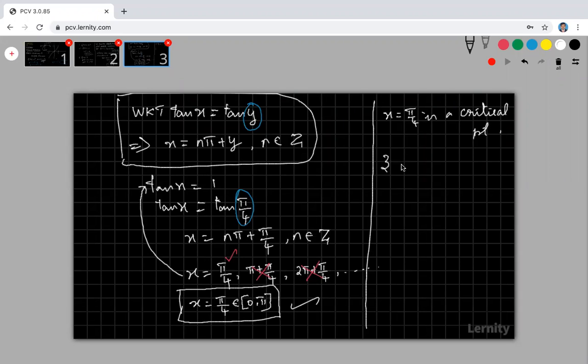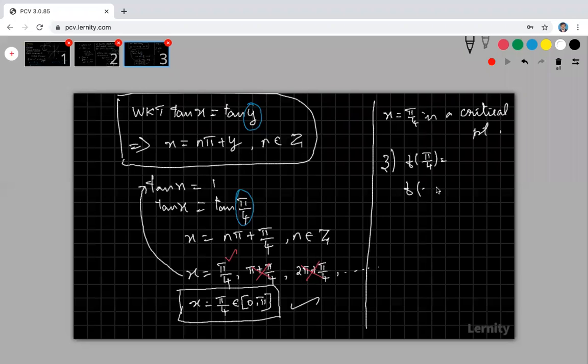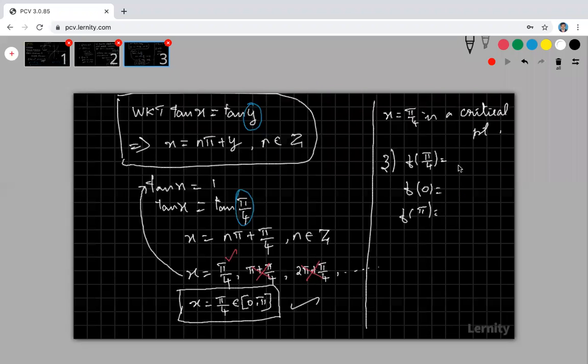Now what is my third step? Apply this critical point in your f of x. Similarly, apply the endpoints of this interval, f of 0 and f of pi. So find out f of pi by 4, f of 0, f of pi. What is my f of pi by 4? My f of x is sin x plus cos x, so f of pi by 4 is sin pi by 4 plus cos pi by 4.